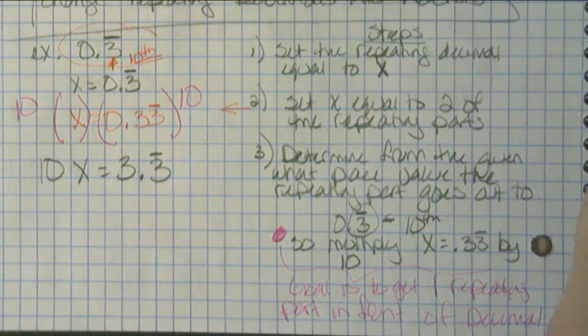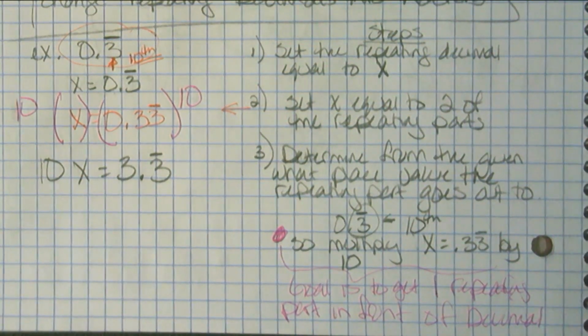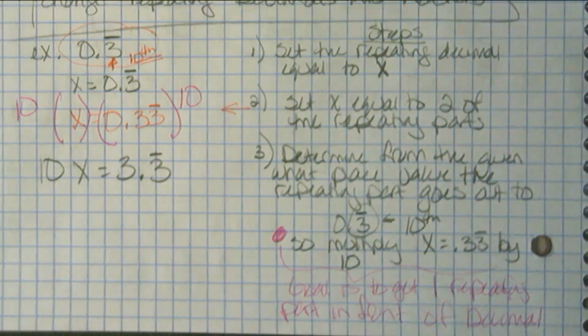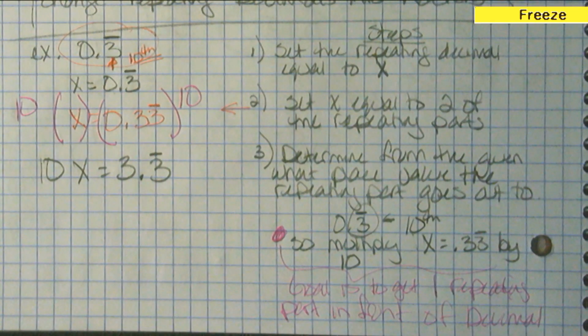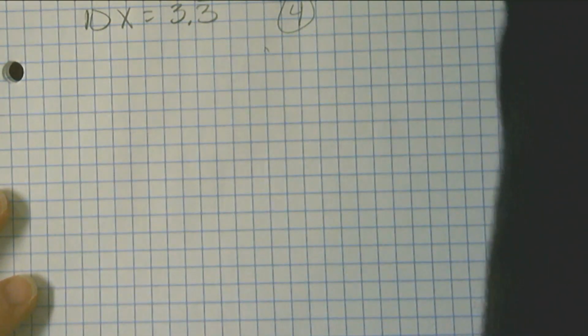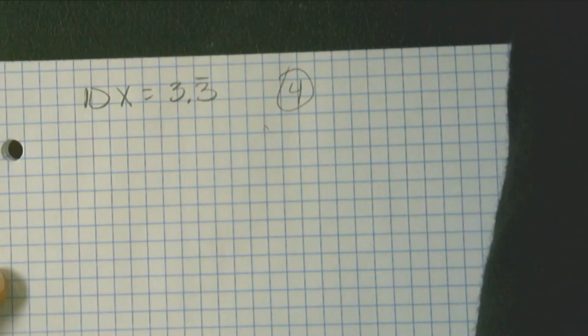For all of these, you're either going to multiply by 10, 100, or 1,000. It just depends on what place value your repeating part goes out to. Are you guys good so far? All right, so I'm going to flip because I need more room. I'm just going to rewrite that 10x equals 3.3 repeating, and I'm going to go to step number 4. Who needs to see what's up there? Cullen, what's up? Okay. So now I have my step number 4.